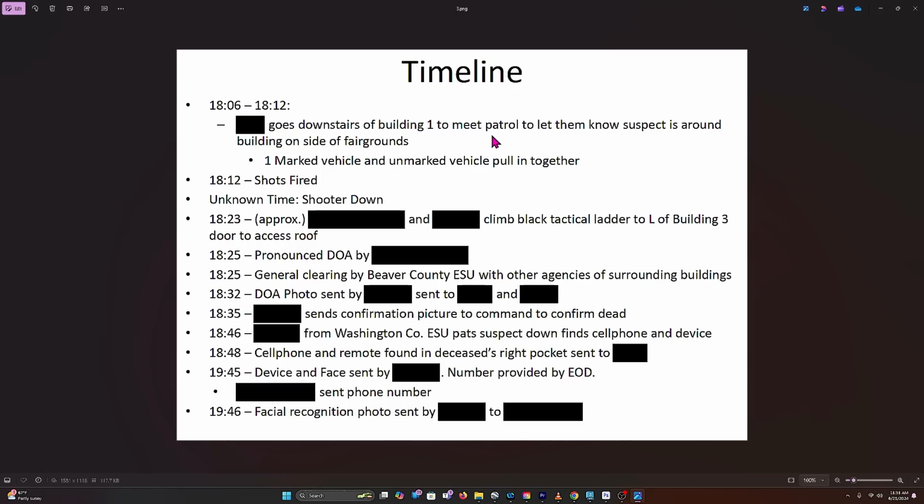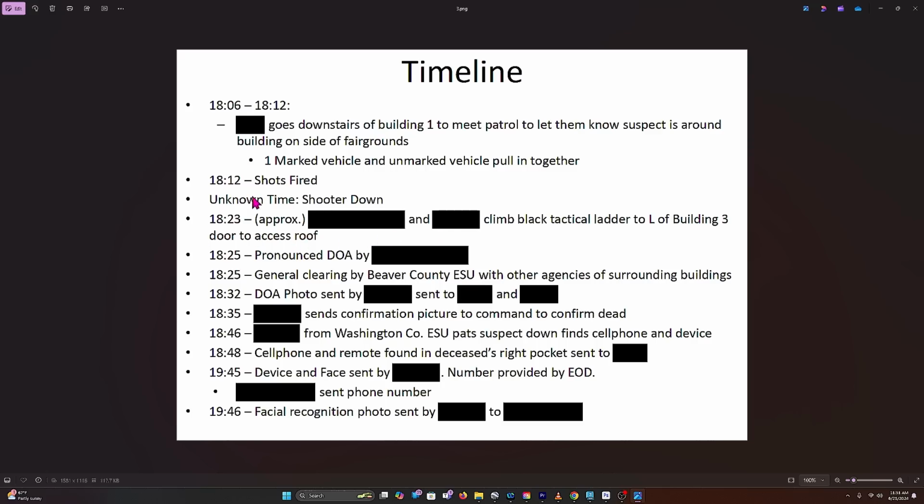And then one marked vehicle and unmarked vehicle pull in together. 8:12, shots are fired. And then 8:23, some officers climb back tactical ladder to law enforcement of building 3, door to the roof. And then at 6:25, pronounced dead on arrival. So this is 6:23. They use a tactical ladder and get up there.